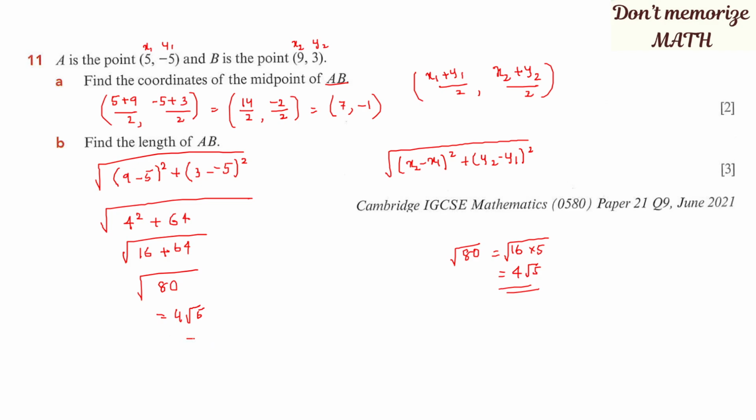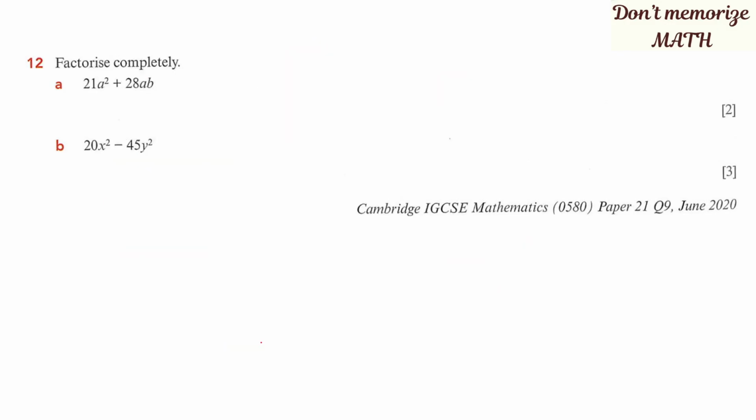So either you can write 4 root 5. If it is a calculator paper, you can change it to decimal, 8.94. Okay, anyway you can write it. Okay, question number 12. Factorize it completely.